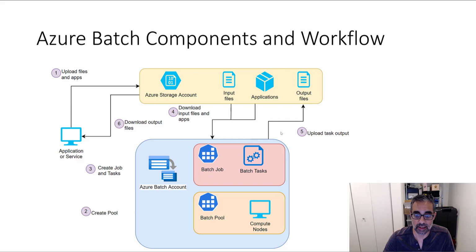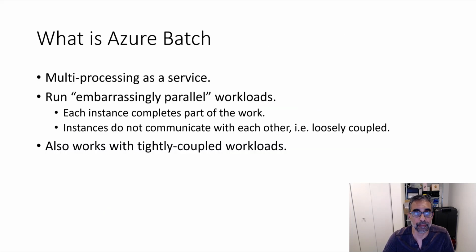Okay, and then step 5 is you upload the task output. So in the case of the YouTube example, the task output would be the scaled down video, the SD version, and that SD version can be uploaded to an Azure storage account. You don't have to have output files. Your task could just as easily do something like send a message to Event Hub. And that's what I'm going to demonstrate in the demo.